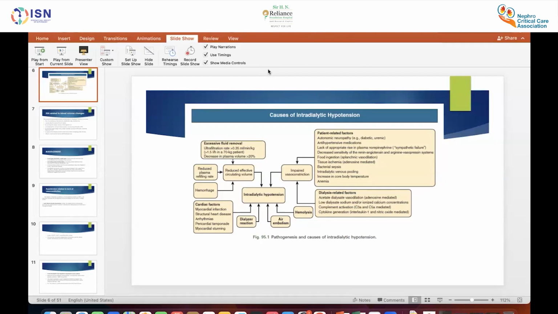Okay. So the next is intradialytic hypotension, correct? Resma, I have a question for you. Why are we using saline, not other isotonic solutions? You have Ringer lactate, you have that new formula which we commonly use nowadays, Isolyte P or something like that.